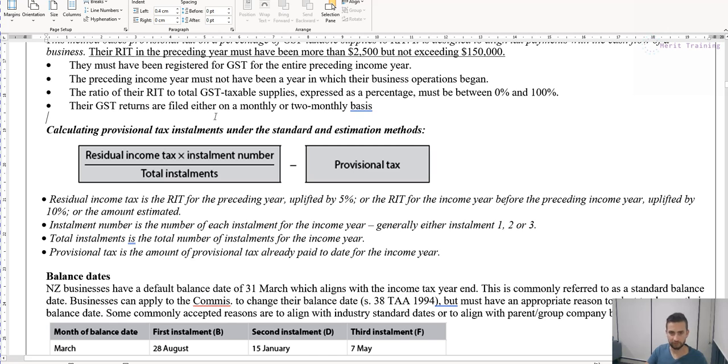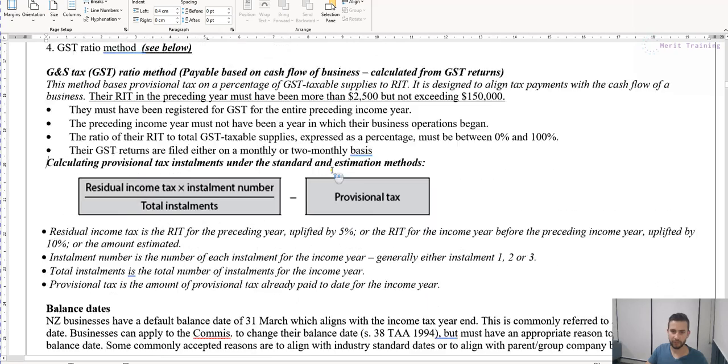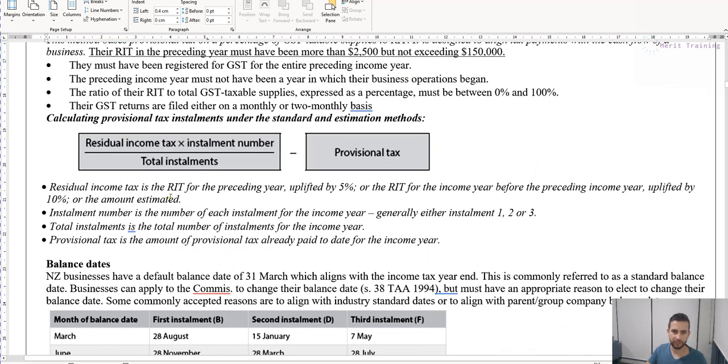And the formula for using this method is as follows. It's residual income tax times installment number divided by total installments minus provisional tax. So the definition for each of these fields is listed below. So residual income tax is the RIT for the preceding year, uplifted by 5% or 10%, depending on the same rule we discussed up here under the standard method. So basically take how much tax you paid last year, add 5% or maybe 10% depending on your situation. And then installment number is the number of each installment for the income year.